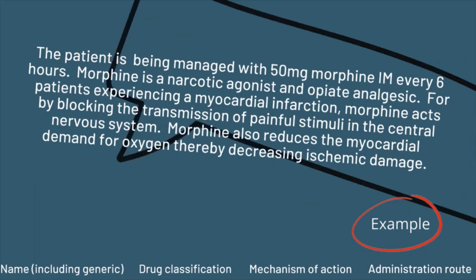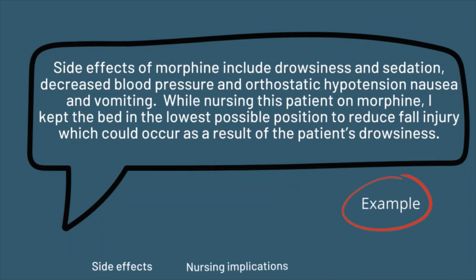Side effects of morphine include drowsiness and sedation, decreased blood pressure and orthostatic hypotension, nausea and vomiting. While nursing this patient on morphine, I kept the bed in the lowest possible position to reduce fall injury, which could occur as a result of the patient's drowsiness.